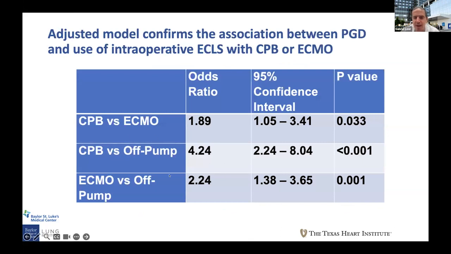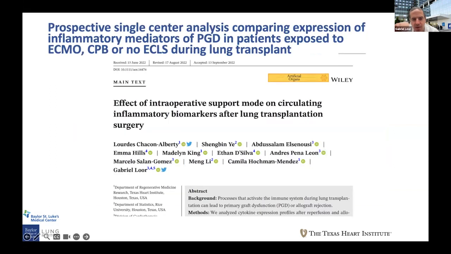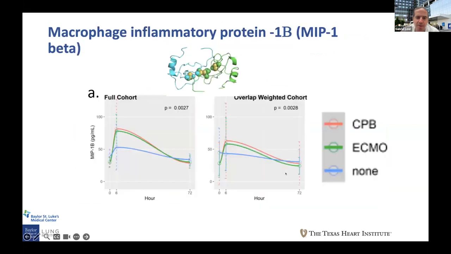In the multivariate analysis, when we adjusted for all the potential confounders, especially patient-specific factors and intraoperative factors, it still demonstrated that bypass had the highest odds ratio for primary graft dysfunction, followed by ECMO with a twofold increase in graft dysfunction. So we wanted to see if there are some biological mechanisms for that, looking at intraoperative biomarkers.